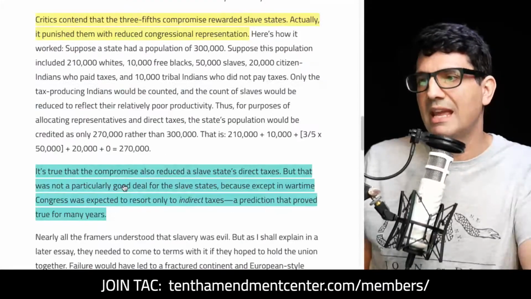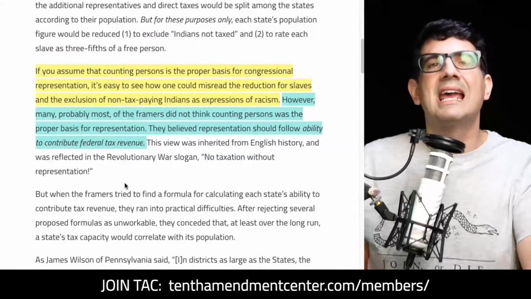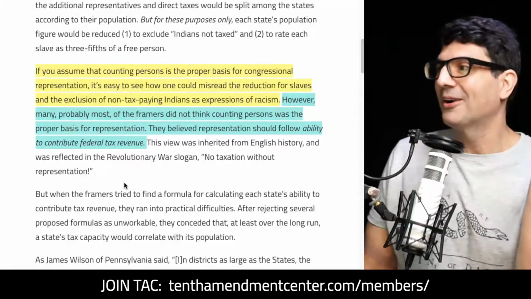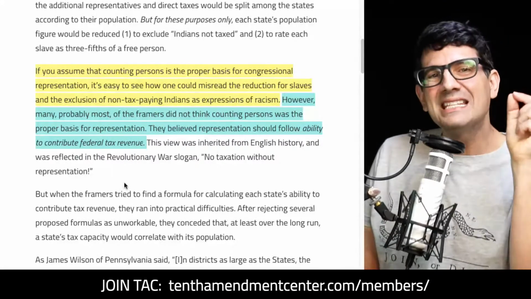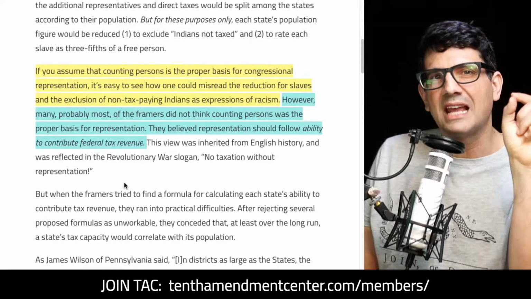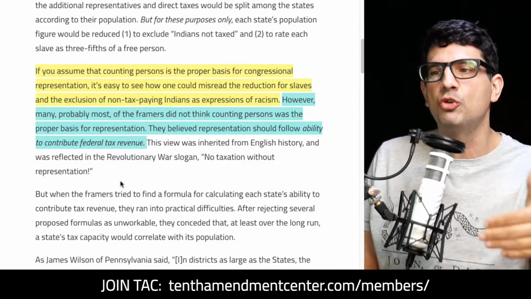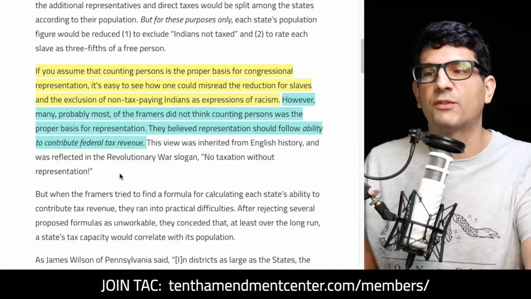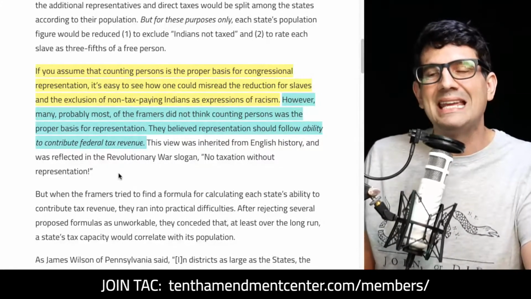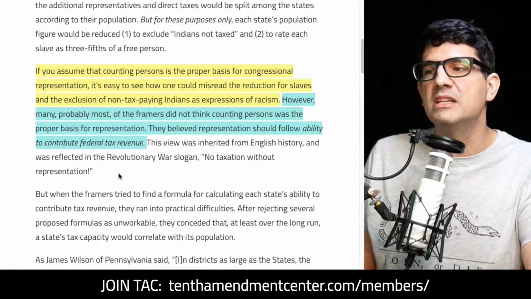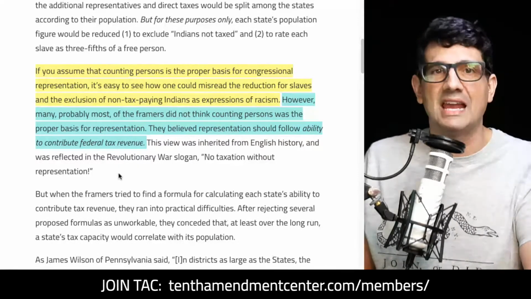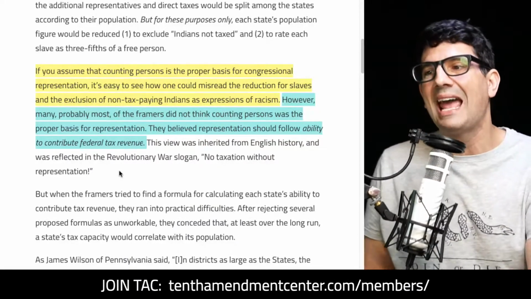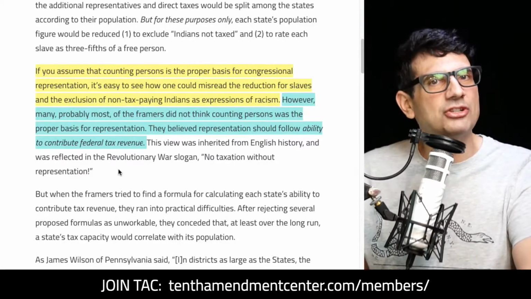Just scrolling through here. Yeah, Epic Times, just in the last few weeks, and then over at his site at i2i.org, where he works. But we cross-posted it here, so the third reposting of this. And he has an interesting perspective on this, and I think this kind of sums up what they were talking about. He says, if you assume that counting persons, individual, one by one, is the proper basis for congressional representation, it's easy to see how one could misread the reduction for slaves down from one person to 3/5 and the exclusion of non-tax-paying Indians as expressions of racism.